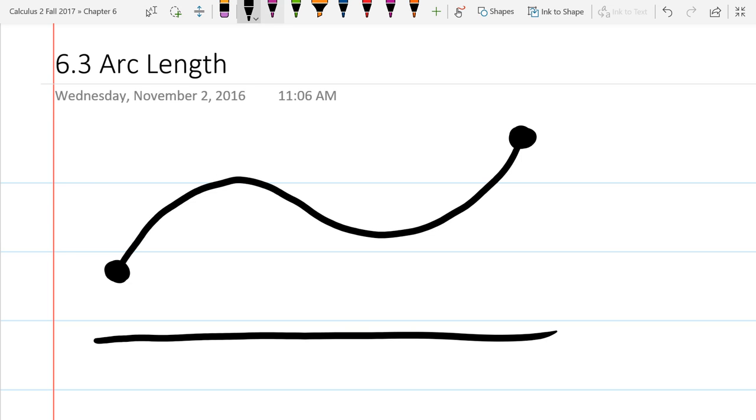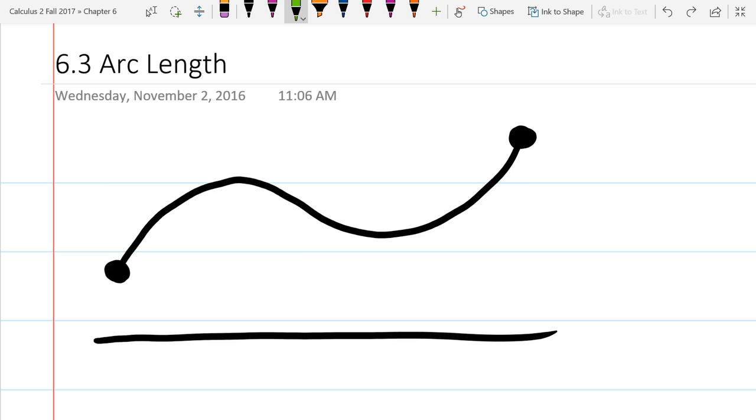Now, when I'm talking about distance or length, I'm going to draw the green line segment. That's the straight line distance. I want to know if we were driving on that road, what would the distance be? So I don't want that distance, I want the actual curved distance.